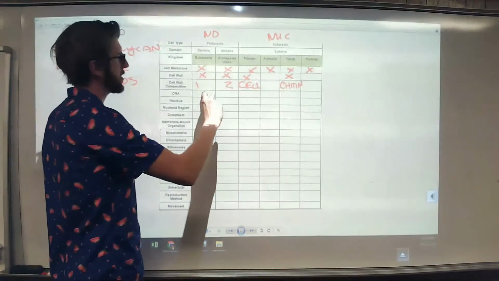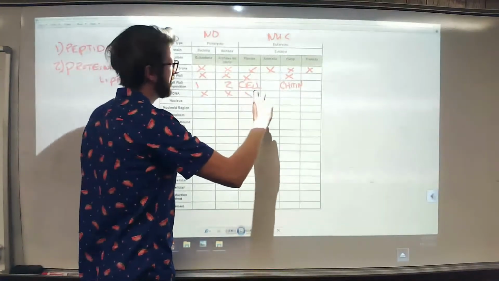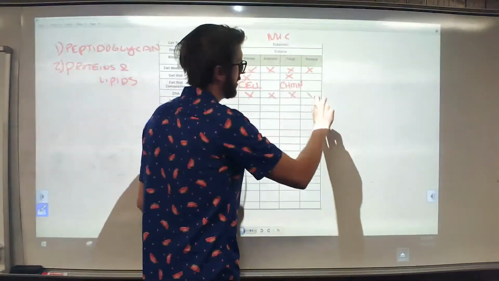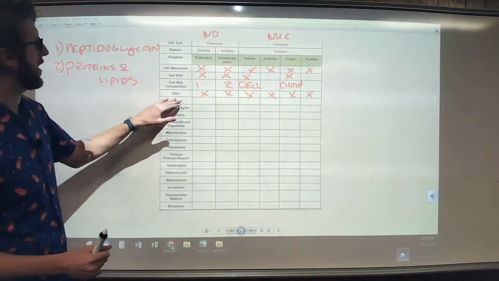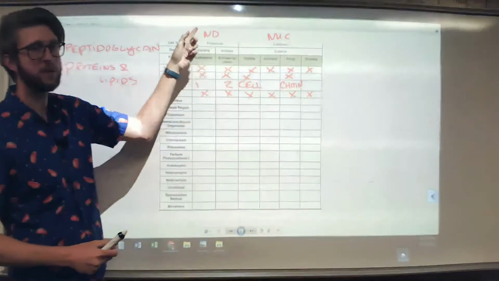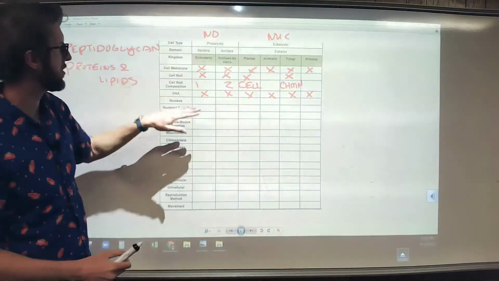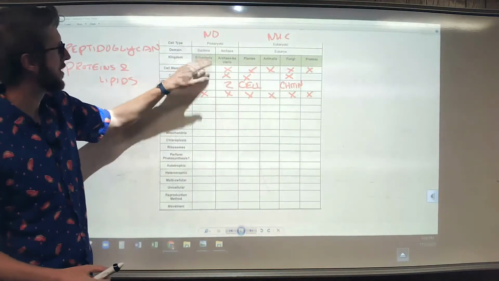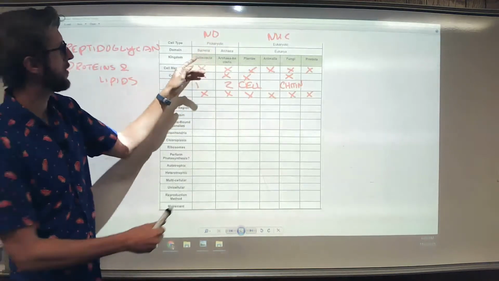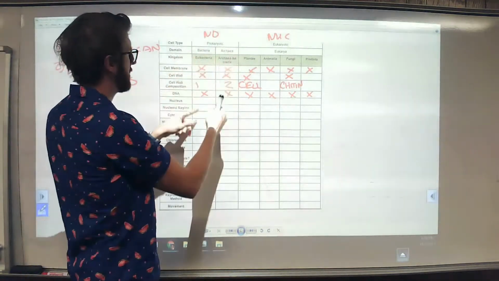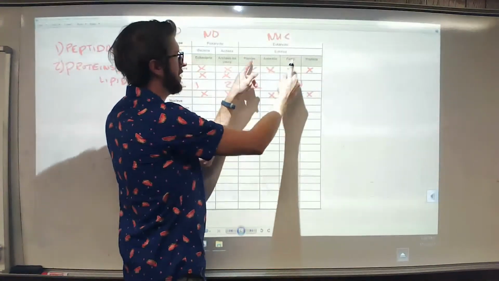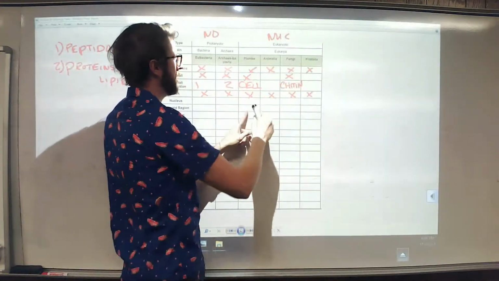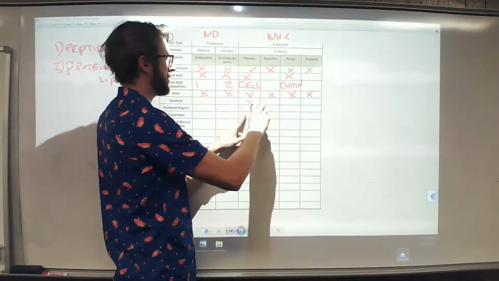DNA, guess what? All cells have DNA. DNA is absolutely necessary for life. Nucleus. Remember, pro means no. Prokaryotic cells do not have a nucleus. So everything under prokaryotic, which is bacteria and archaea, are not going to have a nucleus. And everything in the eukaryotics is going to have a nucleus. So all 4 of these are going to have a nucleus.